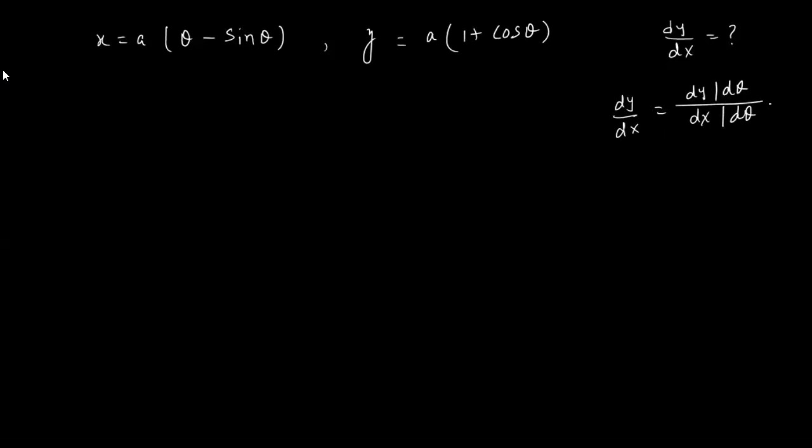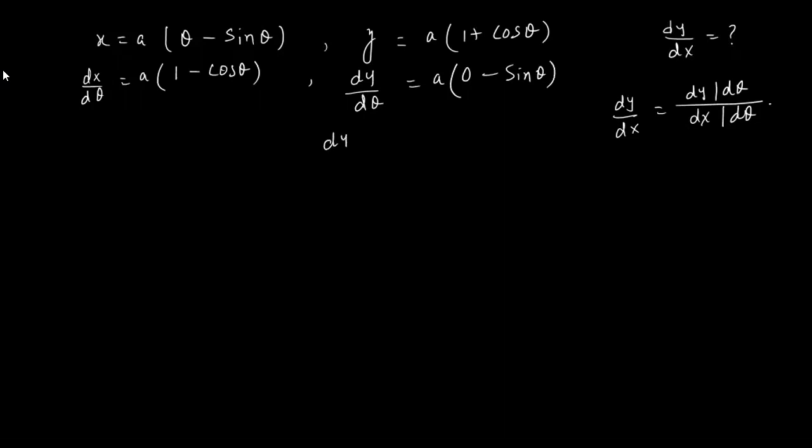So first let us find dx over d theta. Here a is a constant, so write it as it is. The derivative of theta with respect to theta is 1. The derivative of sine theta is simply cos theta. So dx over d theta is a times 1 minus cos theta. Now let us find the derivative of y with respect to theta. So the derivative of 1 is 0. The derivative of cos theta is negative sine theta.